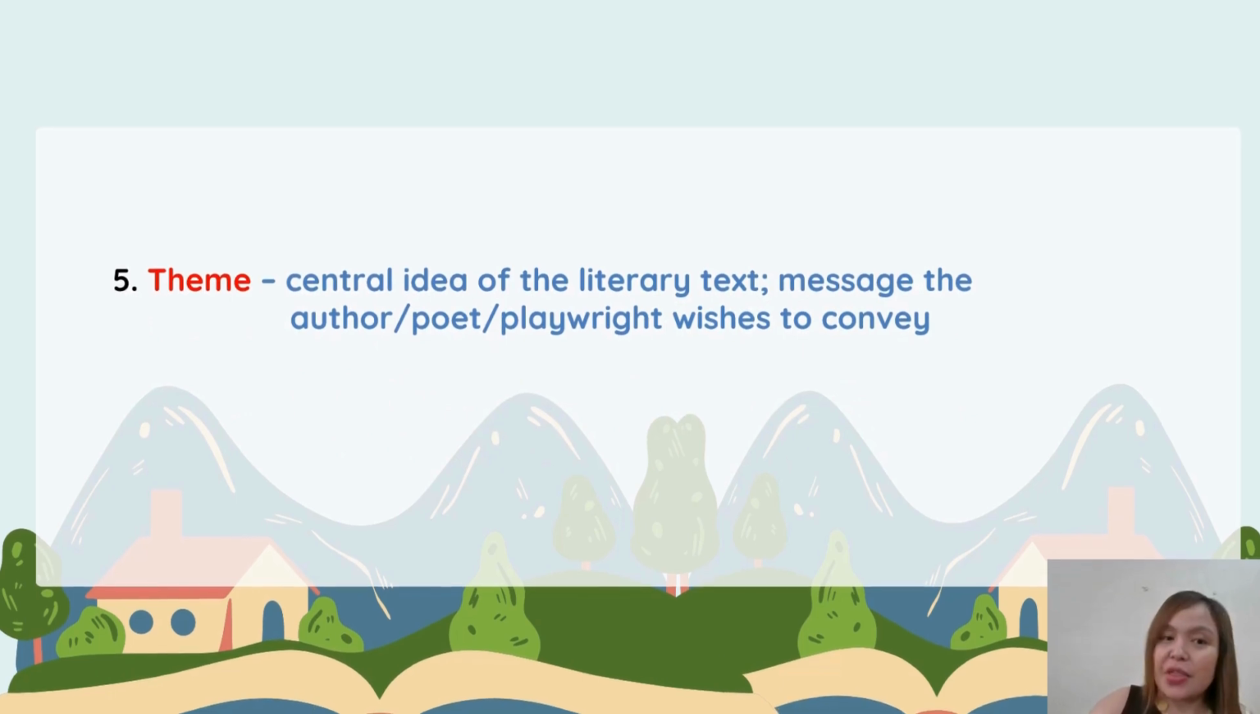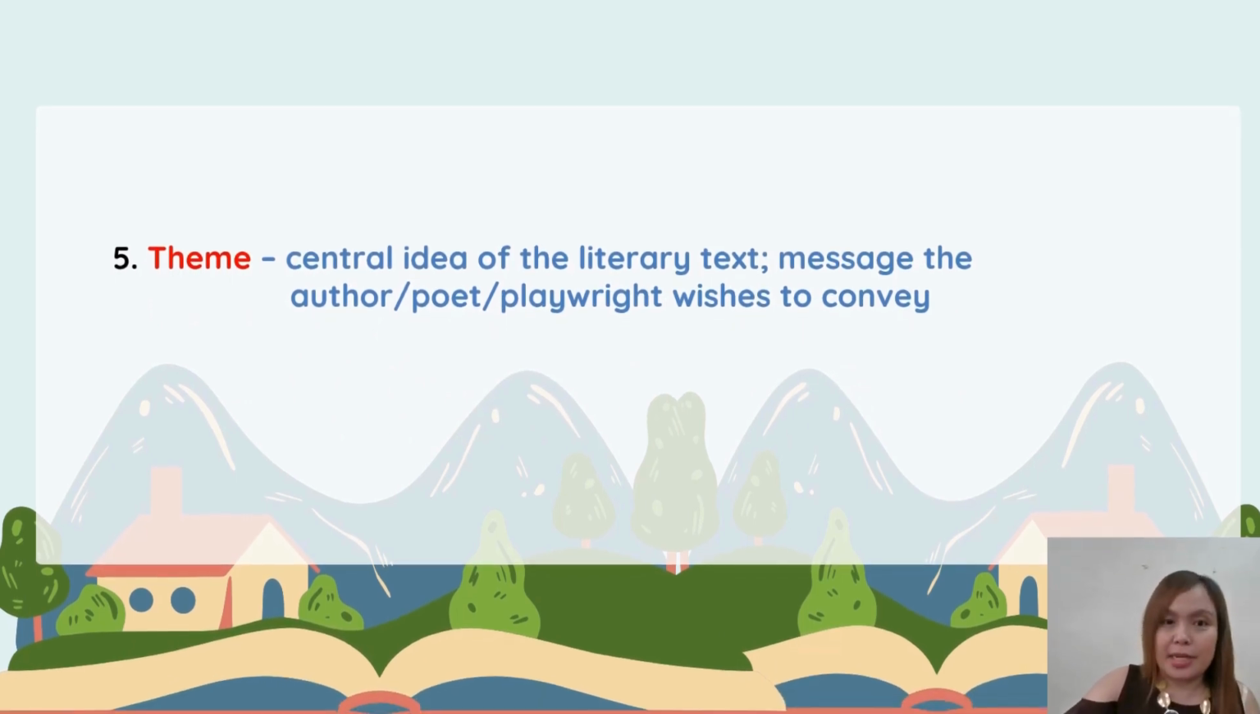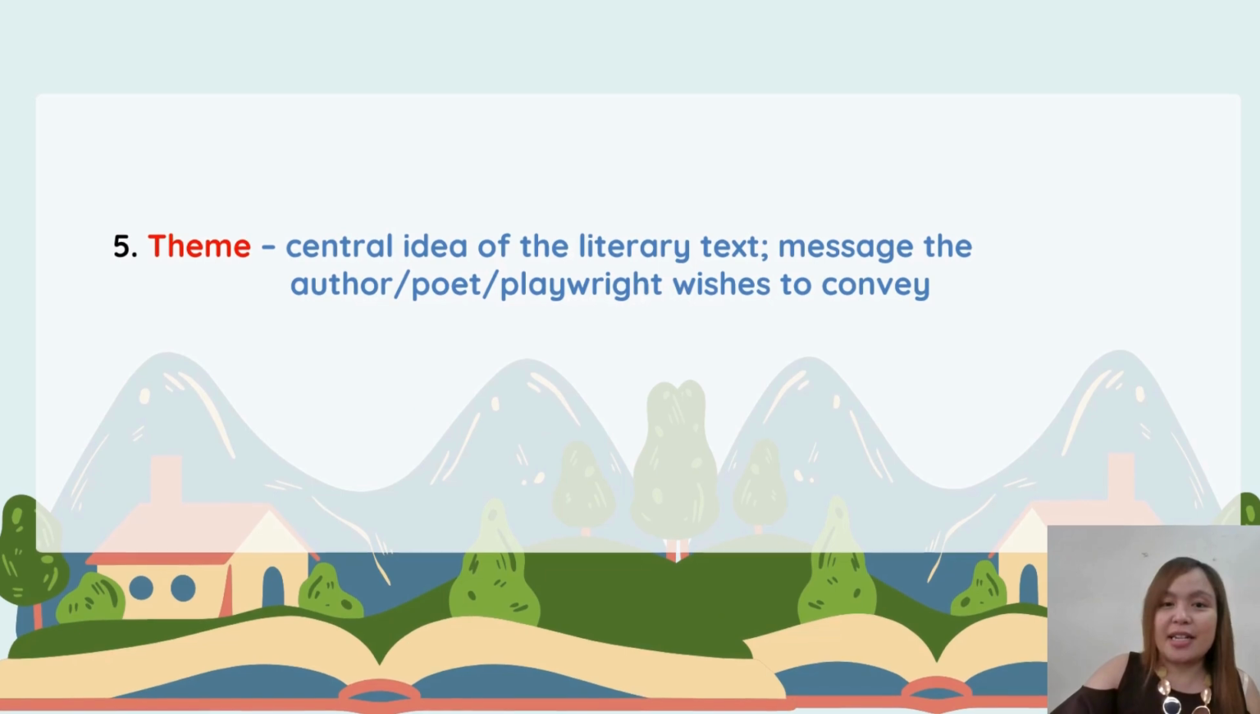Number 5 is the theme. The theme is very important because it is the central idea of the literary text. It is the message that the author or poet or playwright would like to convey to its readers or audience.